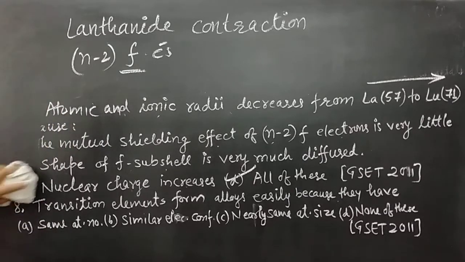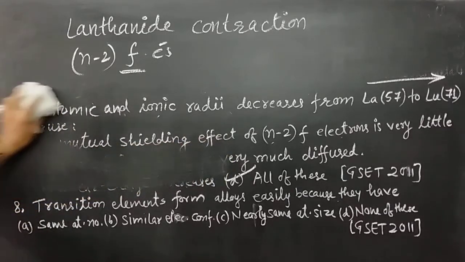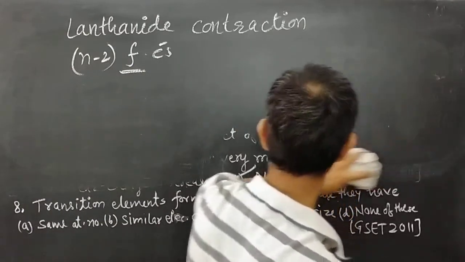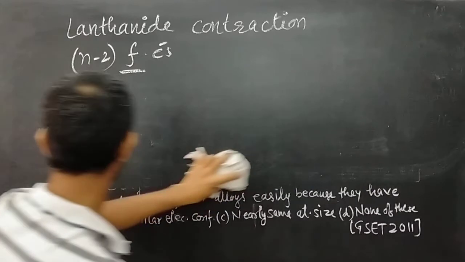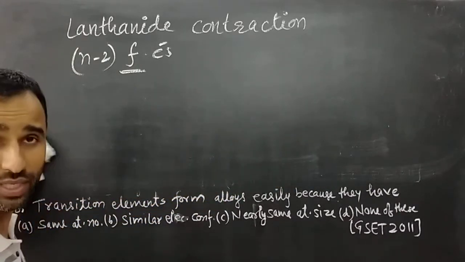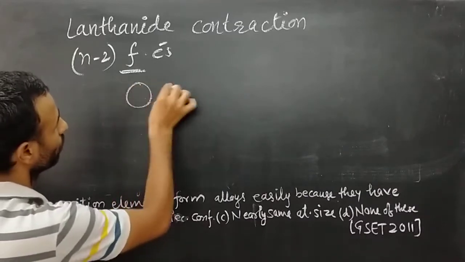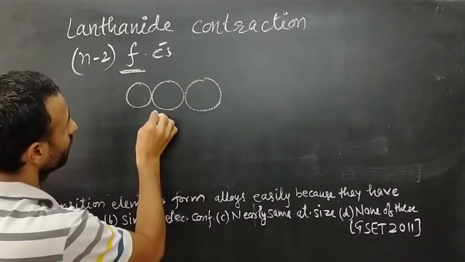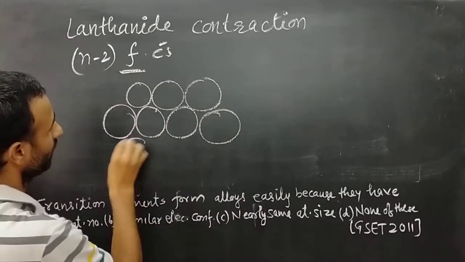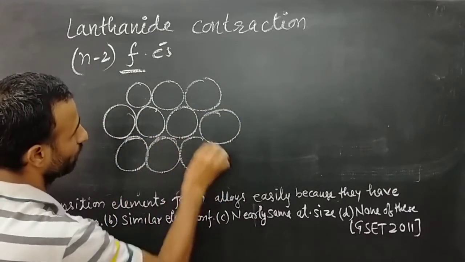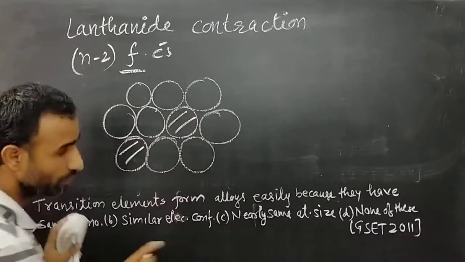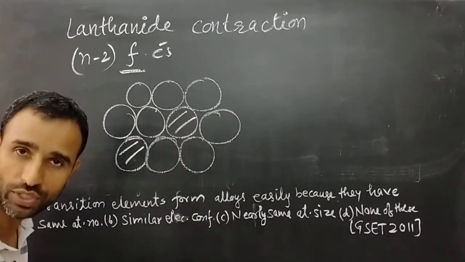Okay, then transition elements form alloys. So you know, alloys are formed by those metals which are nearly of the same size. Size should be the same because, in alloys, one metal atom is substituted by another. That's why size should be similar. If size is similar, they can easily form alloys.